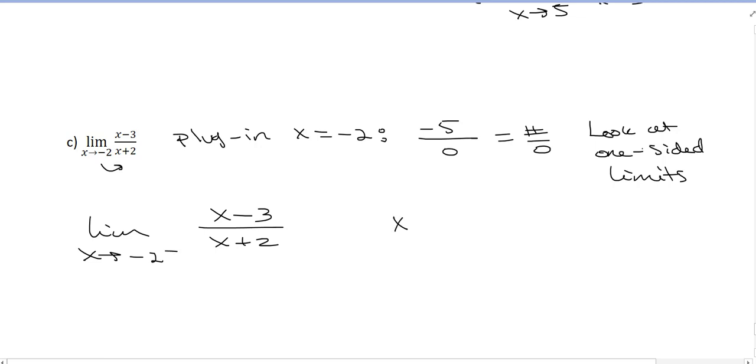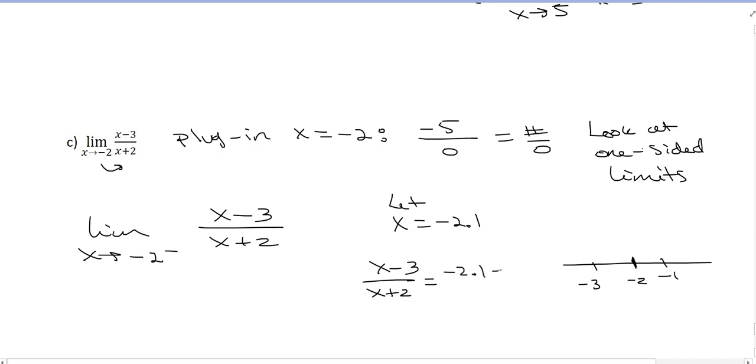So let x equal something to the left of -2. That means you're smaller. And for negative numbers, a number line might be helpful. So here's -1, here's -2, here's -3. If you're to the left of -2, you're over here, right between -2 and -3. So let's pick -2.1. And what does this become? x minus 3 over x plus 2 will be -2.1 minus 3 over -2.1 plus 2.